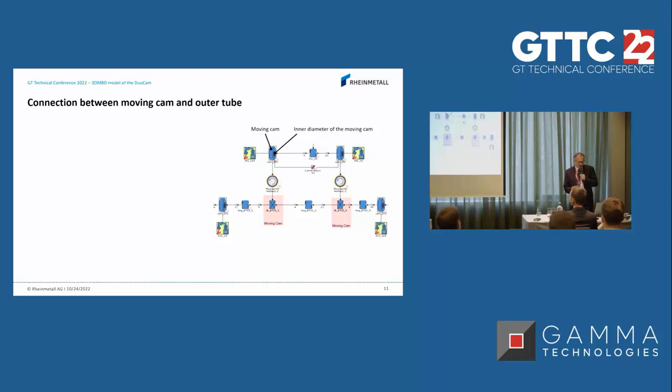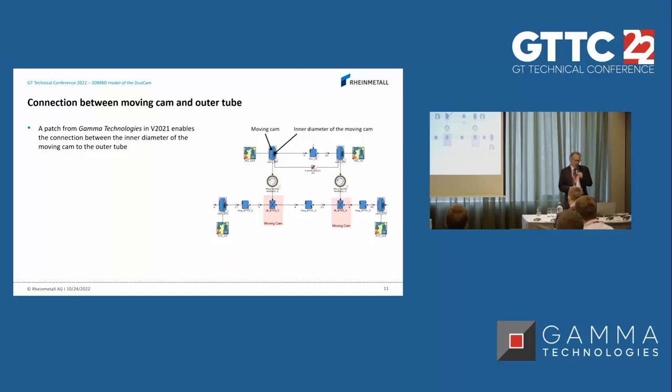On this slide, you can see the connection from the moving cam to the outer tube. Between the components is a radial clearance, and in this radial clearance, it is necessary to model an oil film. At this point, we had a problem because it was not possible in version 2021 to connect the inner diameter of the cam lobe with the outer diameter of the journal bearing. GT has supported us and developed a patch that makes this connection possible. From V 2022 onwards, this is an available standard connection in GT Suite.